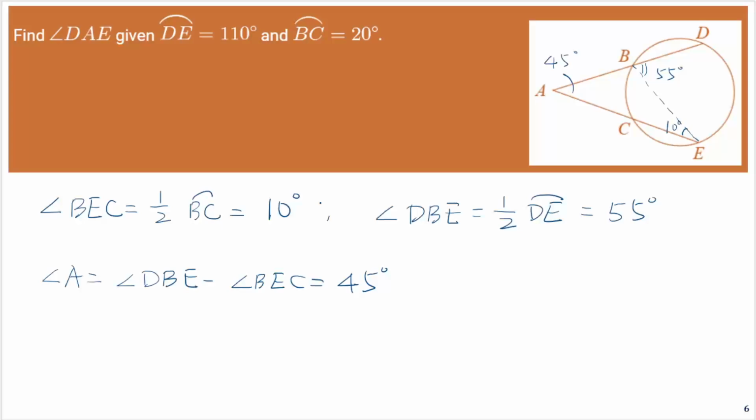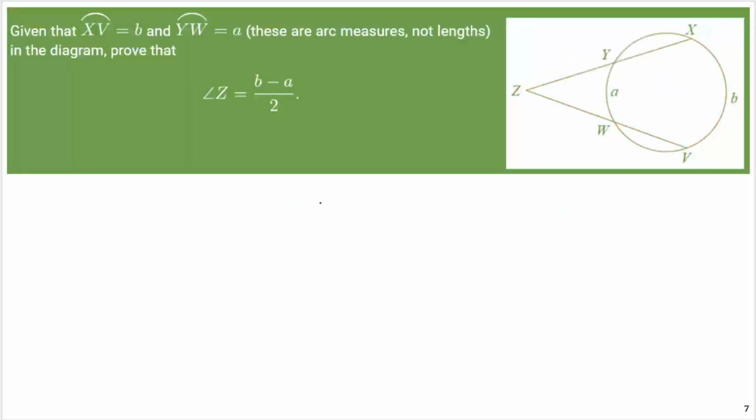Also, we could generalize this problem by letting BC equals X and DE equals Y and find the expression of angle A using X and Y, right? For example, if we generalize this problem like this, given a circle like in the diagram here, the measure of arc XV equals B, the measure of arc YW equals A.